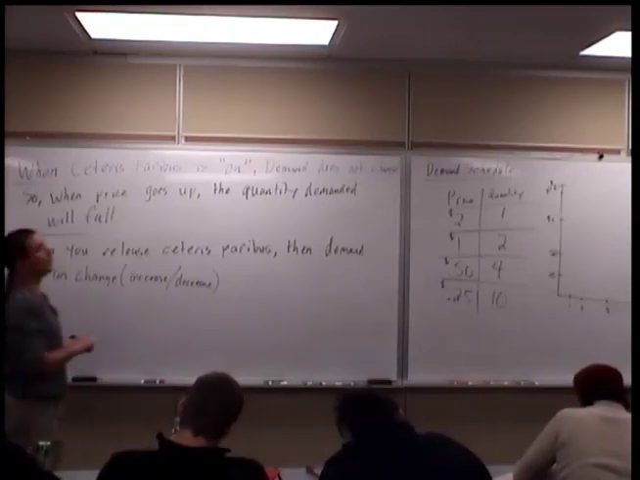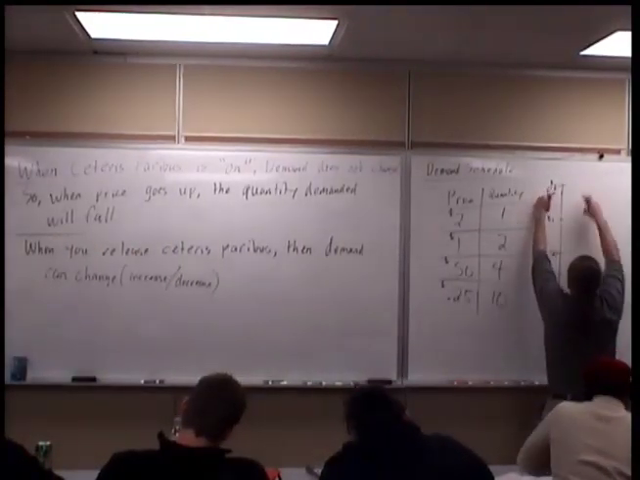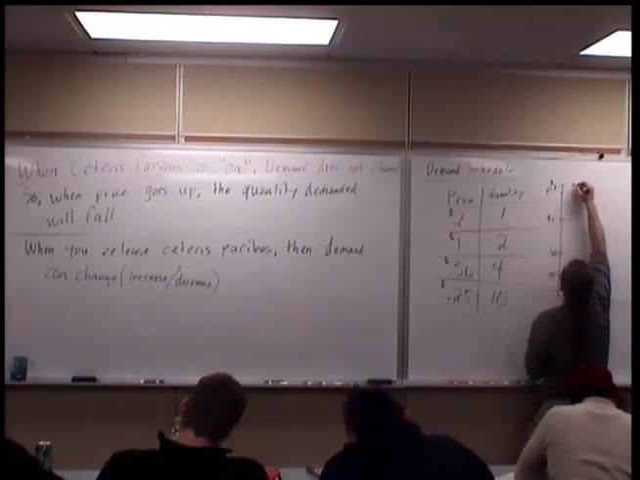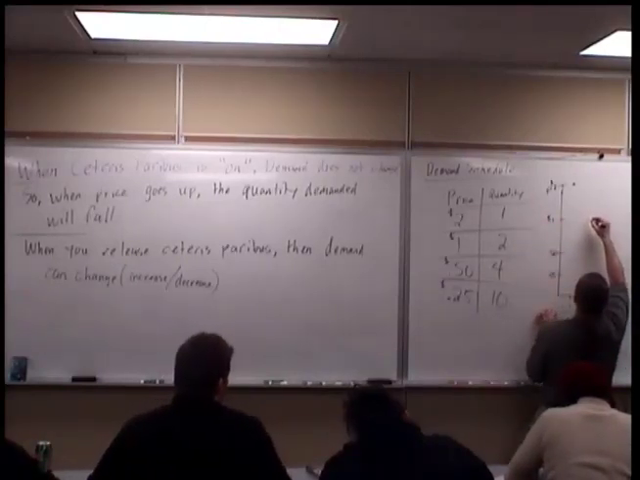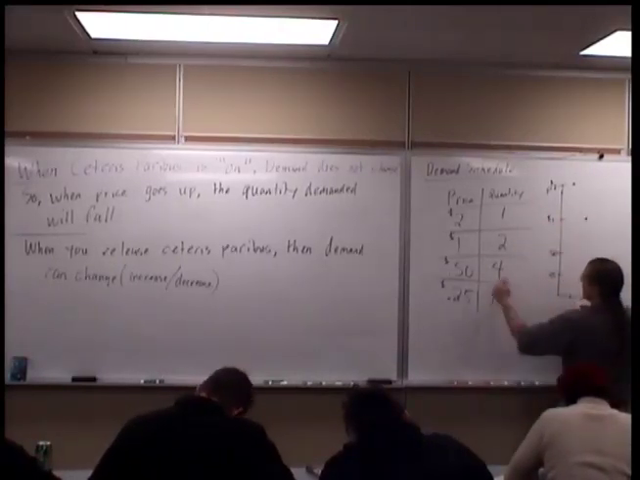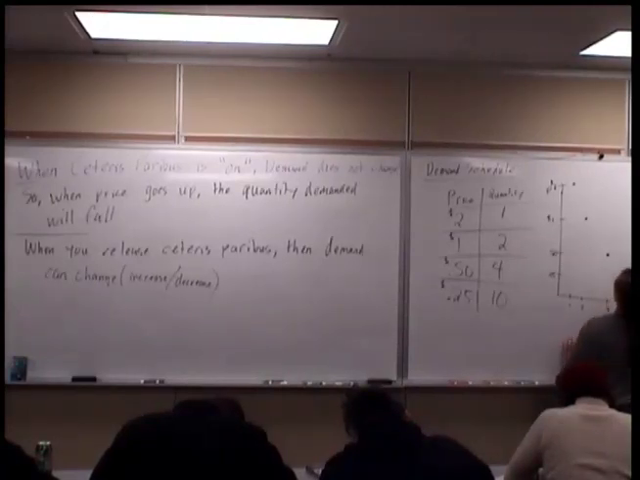And then plot those points. So at $2, I'm going to buy 1. At $1, I'm going to buy 2. At 50 cents, I'm going to buy 4. And at 25 cents, I'm going to buy 10.